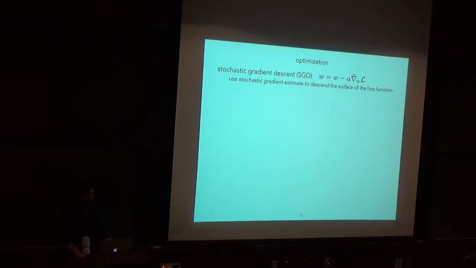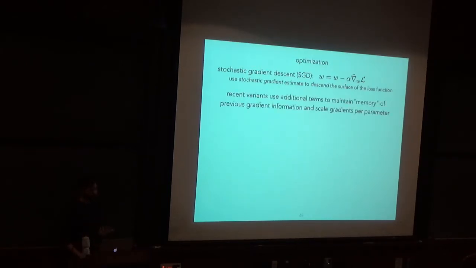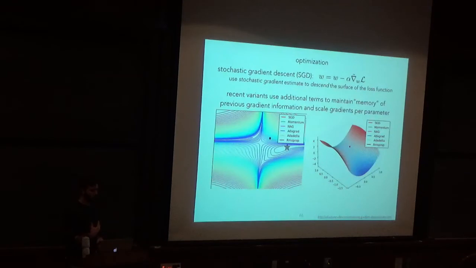So the main optimization procedure people use to optimize these networks is stochastic gradient descent, or SGD, where you apply a stochastic estimate of the gradient from a batch of data, and you're descending the loss surface. Some more recent variants of this optimization procedure use additional terms to maintain a sort of memory of what the previous gradients actually were, so that you can kind of speed up this optimization.